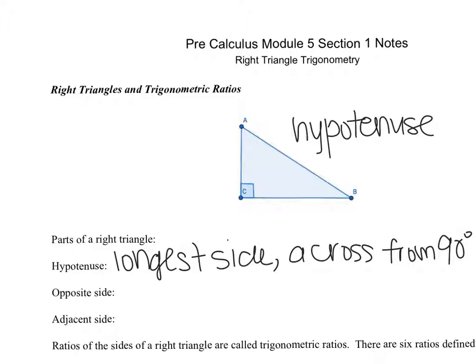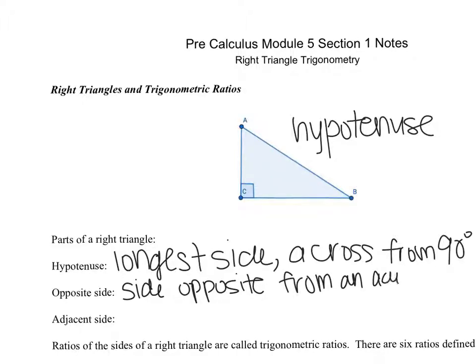The opposite side and the adjacent side are always dependent on what angle you're looking at. But if we're talking about which side is the opposite one, we're always talking about the side opposite from an acute angle. And the adjacent side is always the side next to an acute angle.